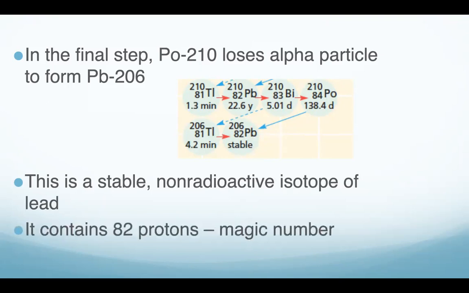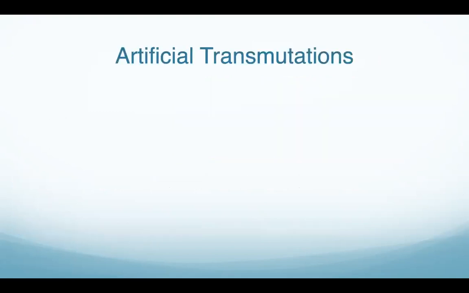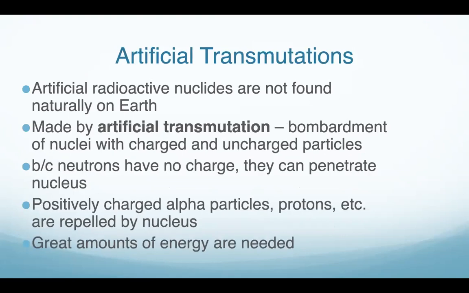Now, just to draw your attention to the atomic number, it's 82, so it has 82 protons, and that is a magic number. If you remember back to the magic numbers, there's a certain number of protons and or neutrons where the nuclei is stable, and so 82, I think, is the highest. Okay, so that's all natural radioactive decay.